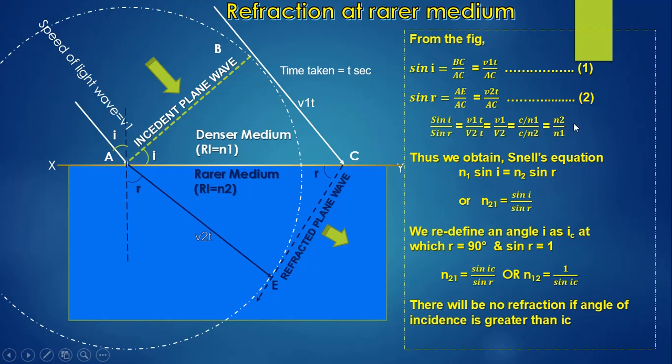Afterwards, if you rewrite this equation, you get Snell's law, that is n21 equal to sin I by sin R. Then if you redefine the angle of incidence I as the critical angle of incidence, sin R becomes equal to 1 because R becomes 90 degrees. In such a case, you have to write the refractive index of the first medium with respect to the second medium as 1 upon sin IC. So here you have to conclude that once you increase the angle of incidence beyond the critical value, there will be no refraction. There will be only total internal reflection. This is how you have to explain total internal reflection using Huygens principle.